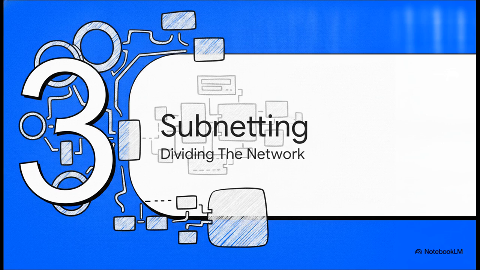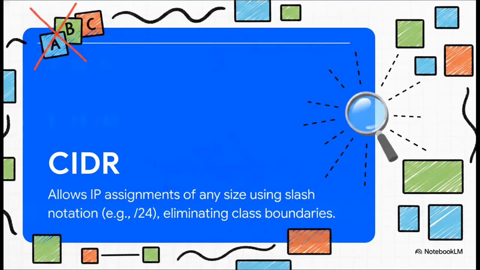Which brings us to Section 3, Subnetting, dividing the network. So, if we were rapidly running out of addresses because of these clunky classes, how on earth did the internet survive? Well, the heroes here were CIDR, classless inter-domain routing, and variable length subnet masking. Basically, CIDR threw those old class A, B, and C rules completely out the window. It let network engineers assign IP blocks of any size using what's called slash notation, like a /24 or a /26. This meant engineers could custom zone their digital neighborhoods. If you only need 2 addresses, boom, you create a tiny subnet just for that. It saved a massive amount of IP addresses and seriously cut down on unnecessary network traffic.